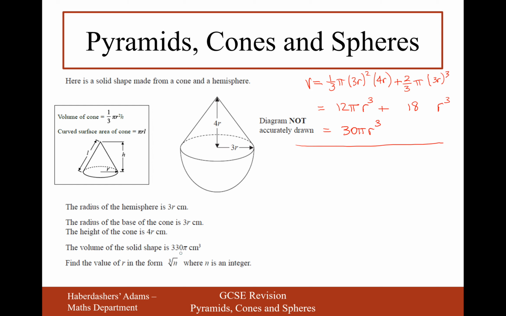Now we're told here that the volume of the solid shape is 330 pi, so 30 pi r cubed equals 330 pi. So we'll cancel out the pi on both sides, and we'll cancel out the 30 on both sides to leave us with r cubed equals 11. So therefore r is the cube root of 11. And there we are, that's the answer for this question here. So n in this question is representing 11.